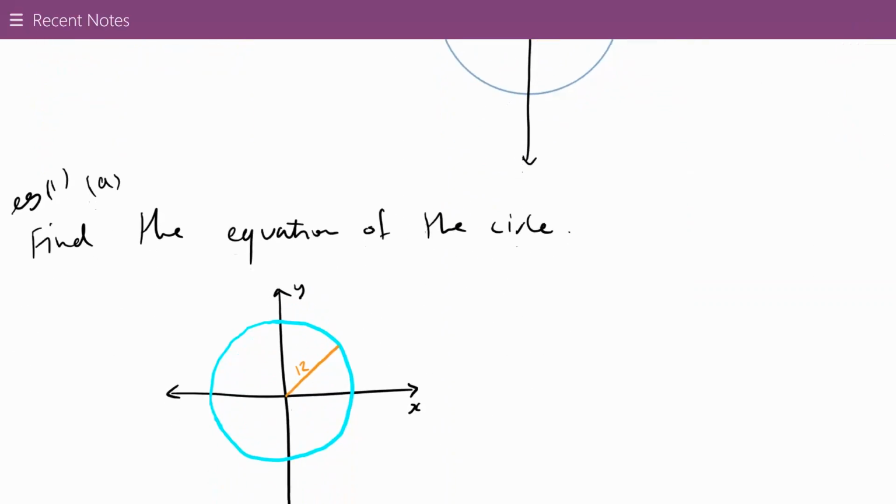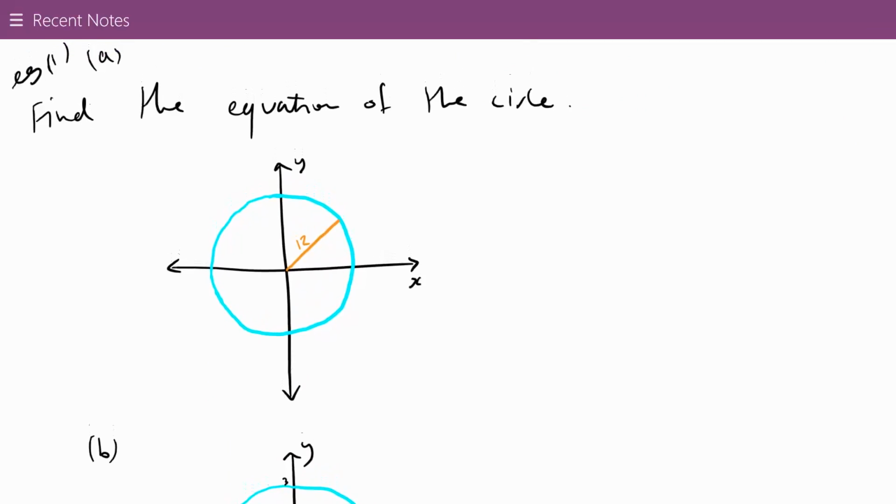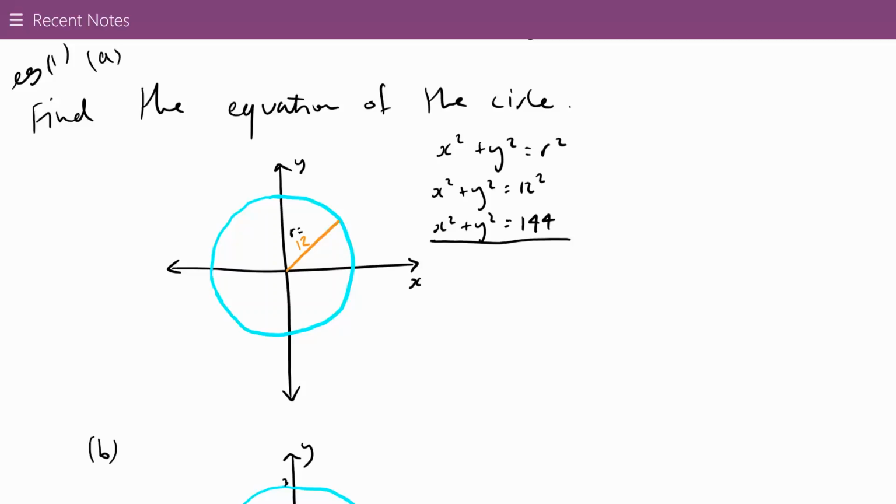Let's just jump straight in and have a look at an example. Find the equation of the circle. So I know the equation of the circle is x squared plus y squared equals r squared. In this case, what is r? R equals 12. So let's sub in: x squared plus y squared equals 12 squared. What is 12 squared? It is 144. That's our equation.